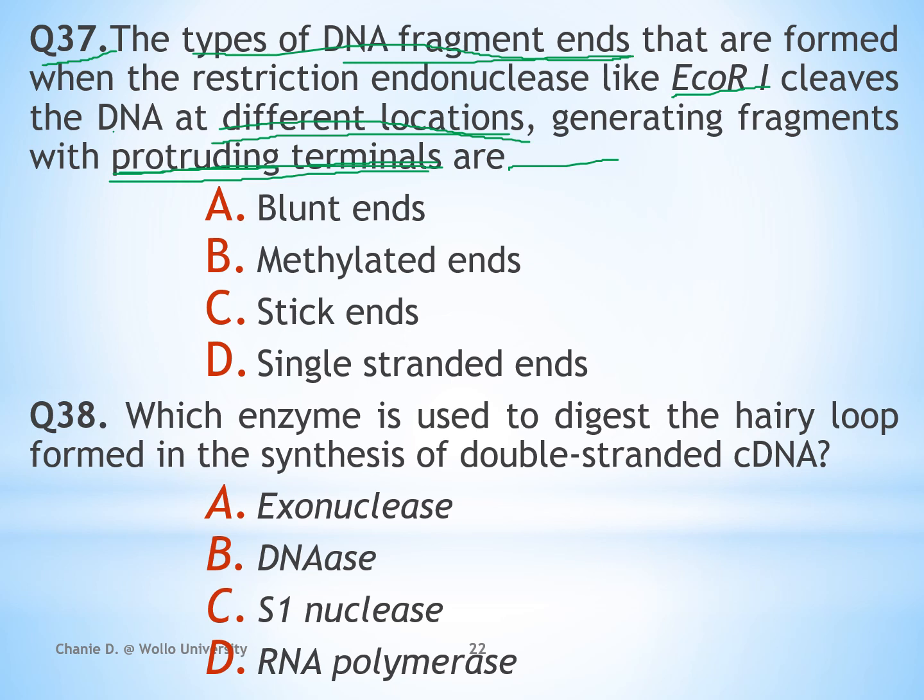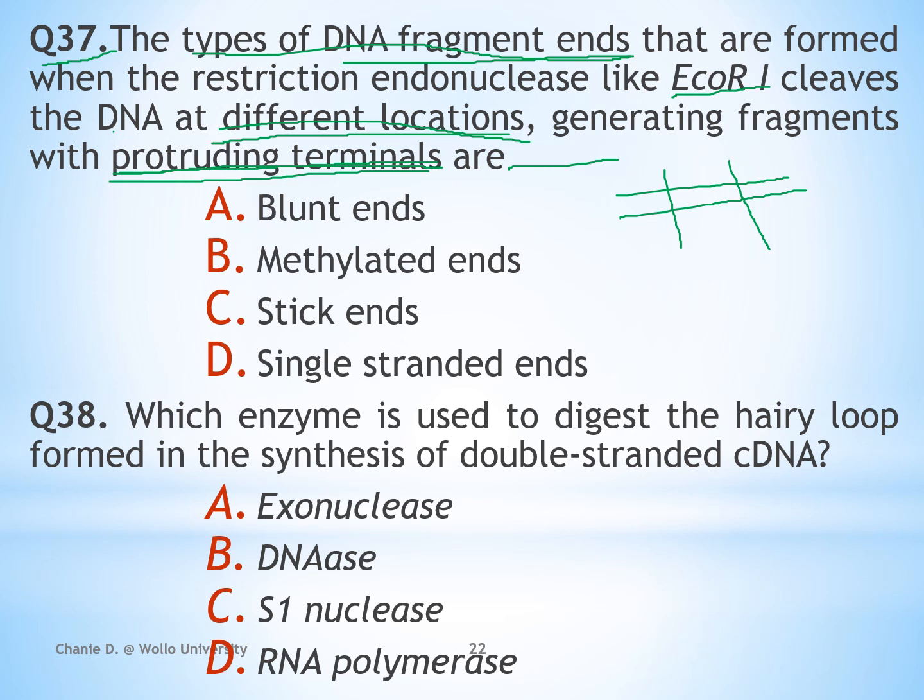Protruding terminals mean unequal ends of that DNA. There are two restriction patterns of DNA due to the action of restriction enzymes: blunt ends and sticky ends. Blunt ends happen when the restriction enzyme cuts both DNA strands at the same location. If we have this DNA strand and the restriction enzyme cuts at the same point, this is a blunt end.